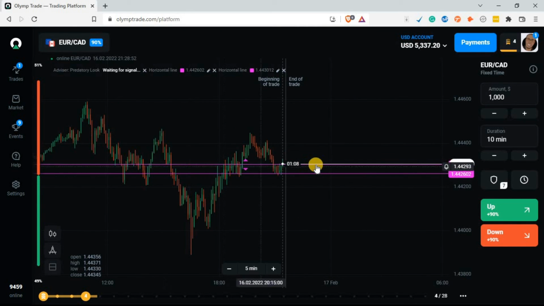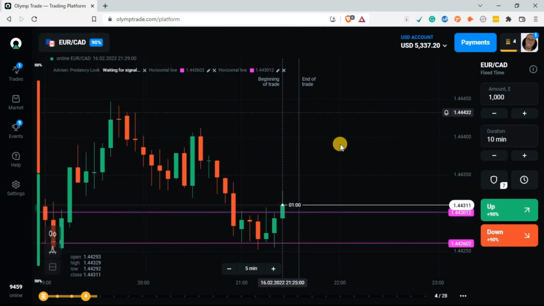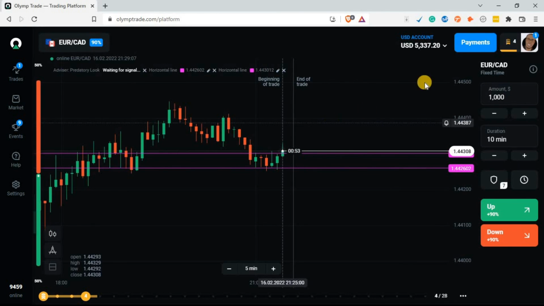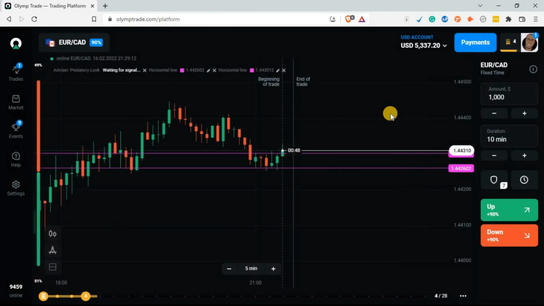Once you've deposited, you can now start making real money. And as you make real money, it will reach a point where you want, of course, to withdraw your profits. The withdrawal process is really easy. It's straightforward and it's fast. Just click on payments and then click on withdraw and then proceed with the instructions.